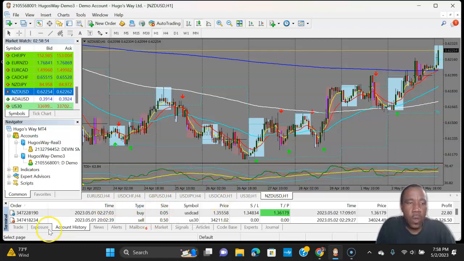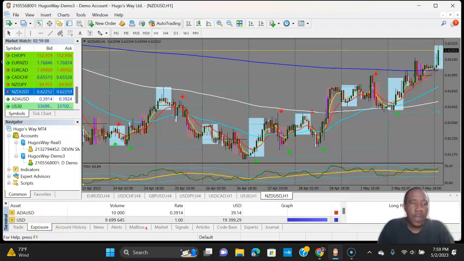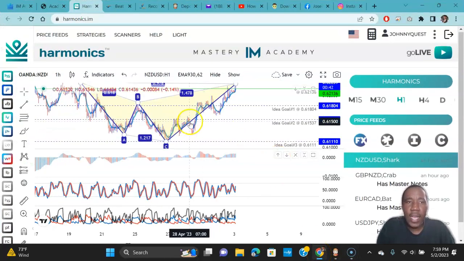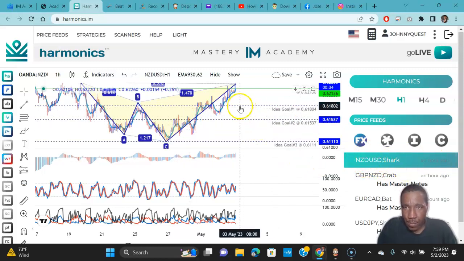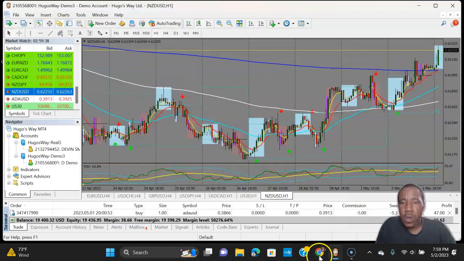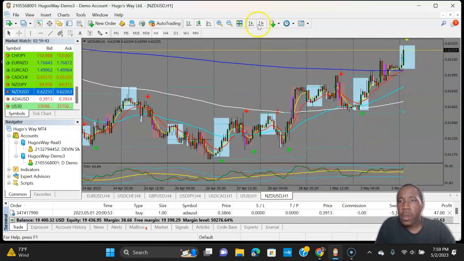So now we're looking at, actually, I'm sorry, one second. So now the harmonic scanner actually picked up on this New Zealand dollar shark pattern an hour ago. Excuse me, you still have time to get into the trade. Just for confirmation, we'll go back to the chart here. So everything is lining up.